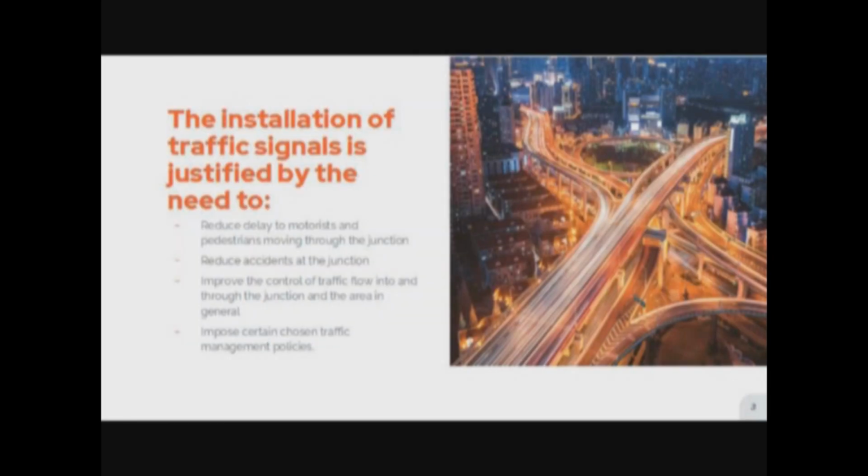So the installation of traffic signals is justified by the need to reduce delay to motorists and pedestrians moving through the junction, reduce accidents at the junction, improve the control of traffic flow into and through the junction in particular, and the area in general, thereby minimizing journey times, and impose certain chosen traffic management policies.